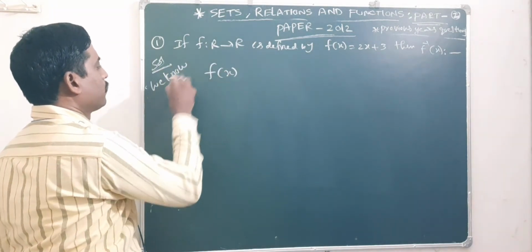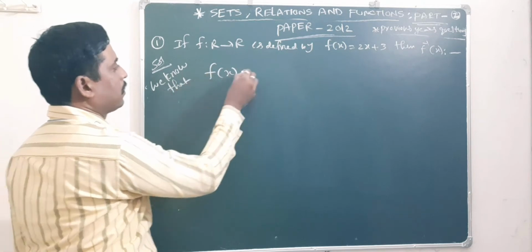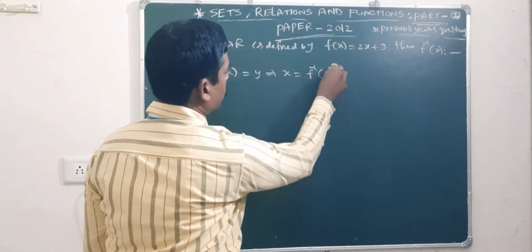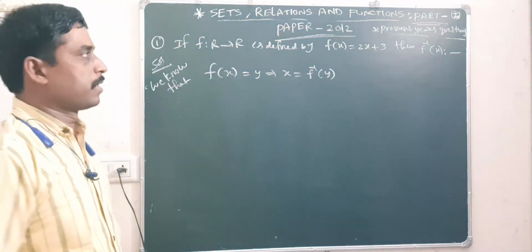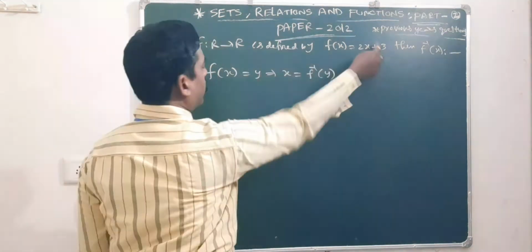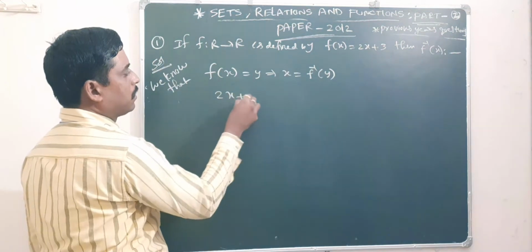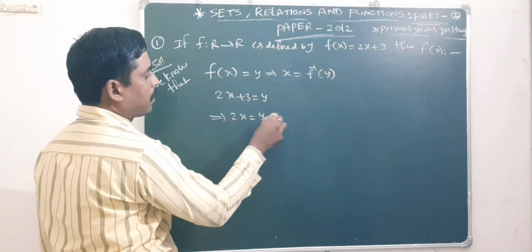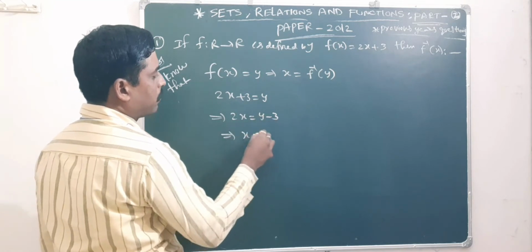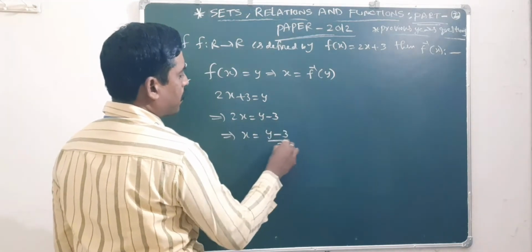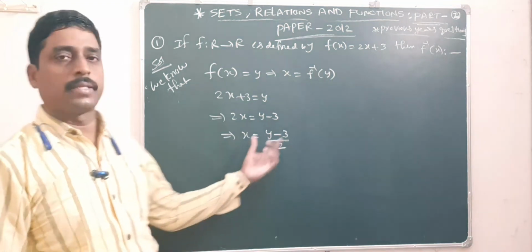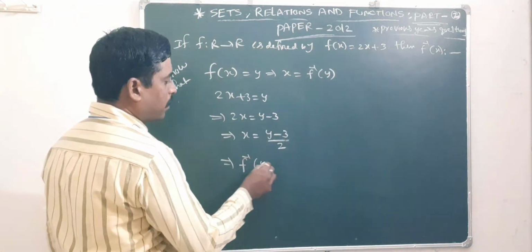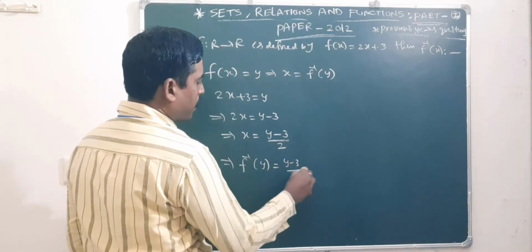We know that f of x is equal to y implies x is equal to f inverse y. This is the inverse property. Here f of x is given as 2x plus 3, which is equal to y. That implies 2x is equal to y minus 3. Therefore x is equal to (y minus 3) by 2. But what is x? f inverse y. Therefore f inverse y is equal to (y minus 3) by 2.